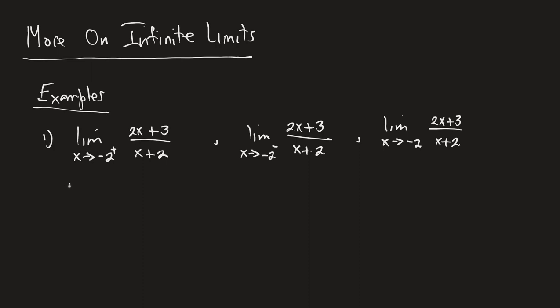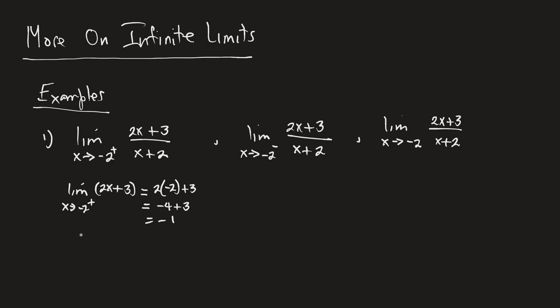So let's take the limit of the numerator. So the limit as x approaches -2 plus of 2x + 3. Well, that's a simple linear function, so we can evaluate it at -2. So that's 2 times -2 plus 3, and that comes out to be -4 plus 3, which is -1. Okay, so the numerator approaches -1.